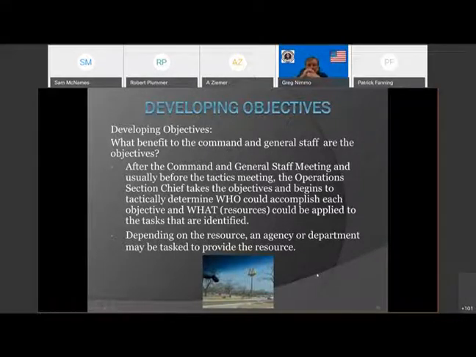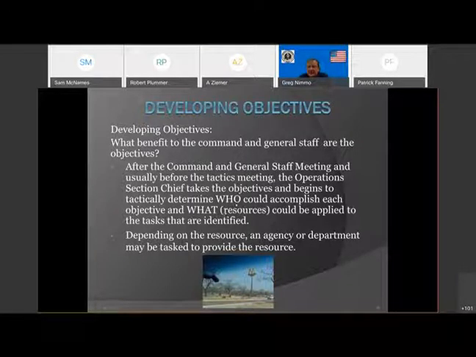So, what are objectives? What value do they have for the command and general staff? Okay. So what we want to do if we're an incident commander is share those objectives with our command and general staff, because we want the operations section chief to start looking at those objectives and deciding what needs to be done to meet that objective and who could do that.